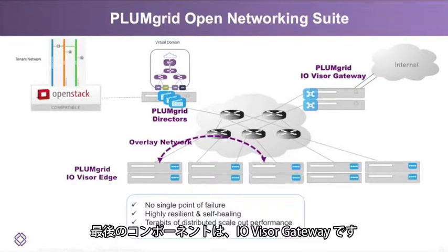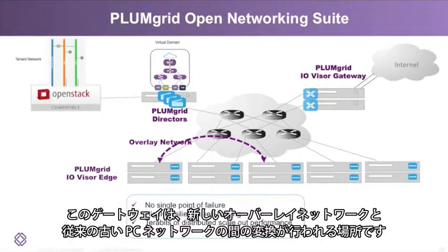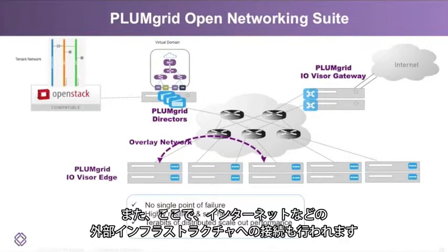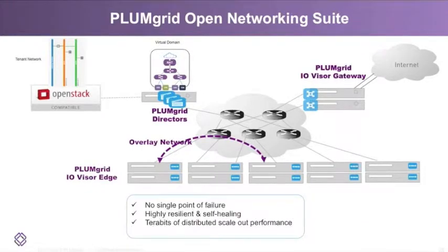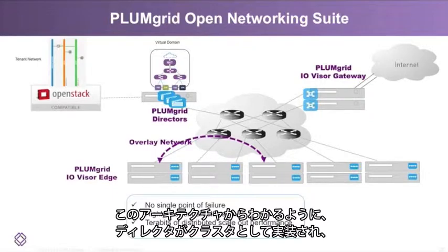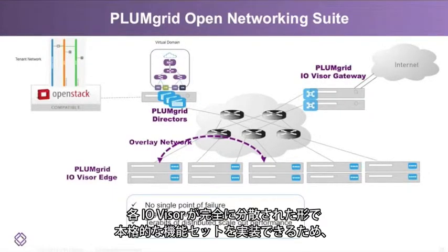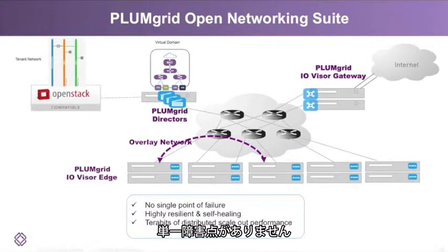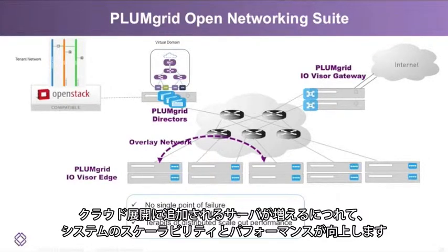The last component is the IO Visor gateway. The gateway is the point where the translation between the new overlay network and the old legacy physical network happens. It's also where the connectivity to the external infrastructure, such as the internet, happens. As you can see from this architecture, there is no single point of failure, with the director being implemented as a cluster and each IO Visor being capable to implement the full-fledged feature set in a fully distributed manner. As more servers are added to a cloud deployment, the scalability and performance of the system will just simply grow with it.